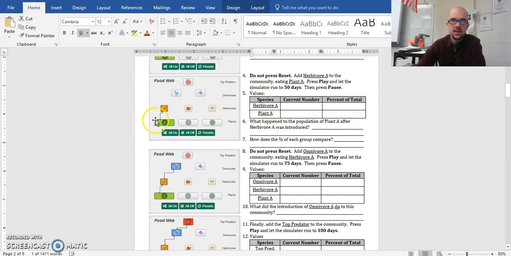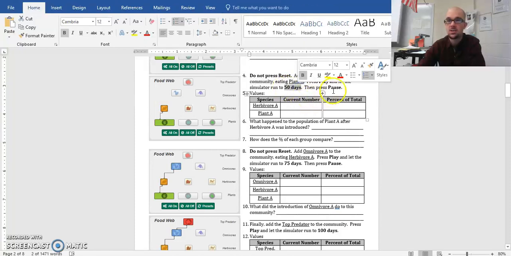So in the next ecosystem, it's asking you to add herbivore A to the community, eating plant A, and then let it run for 50 days, and then pause it. So I have to add another organism, and it's eating plant A.